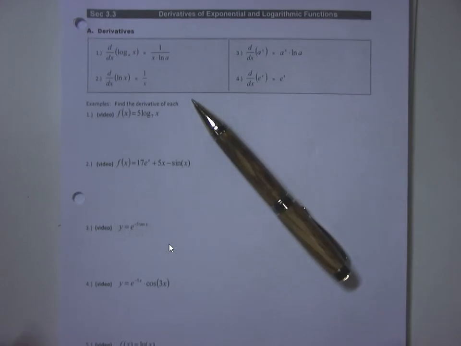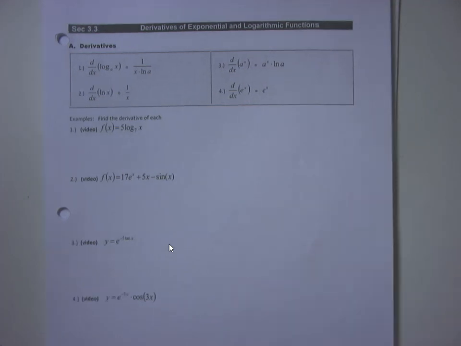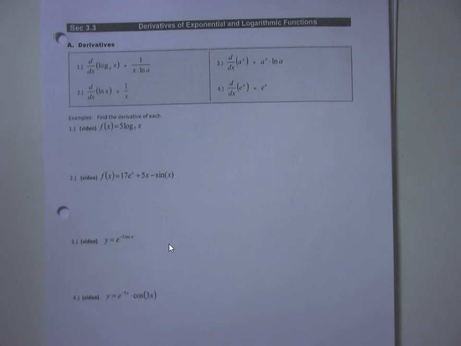All right, so we're in section 3.3, and we talked a little bit about it last time, where I wrote up a bunch of formulas for you guys. I mentioned to you last time also that the book has 4 formulas written down for you guys, and these are the ones right out of the textbook.